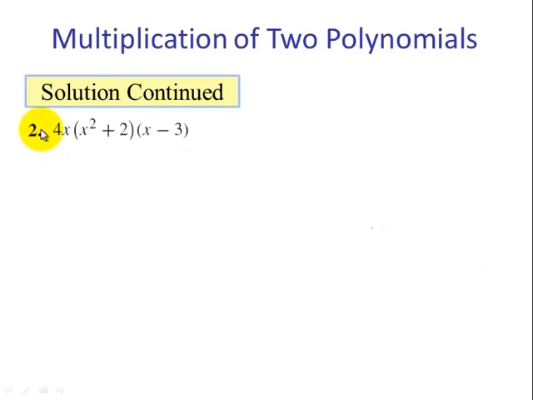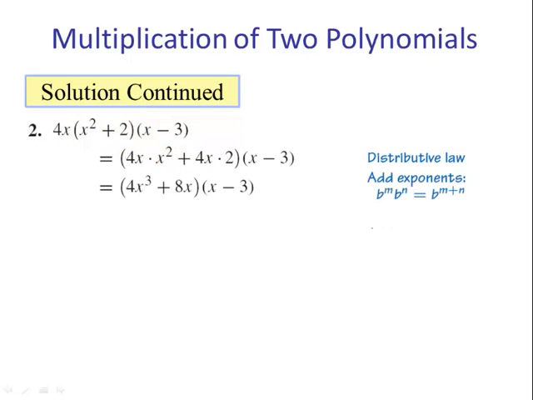Number 2, since this is multiplication, it doesn't matter which two polynomials you multiply first. I'm going to take this monomial and multiply it by this binomial first, and then take that binomial and multiply it by this binomial. So first I'm going to distribute the 4x times x squared plus 4x times 2. So 4x times x squared is 4x cubed. 4x times 2 is 8x.